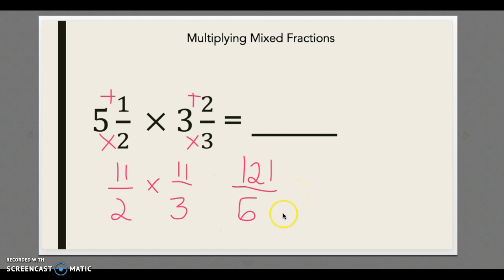Now I'm going to convert this improper fraction back to a mixed fraction. I need to figure out how many times 6 goes into 121 without going over. So what I did is I pulled out my calculator and I did 121 divided by 6. And I got an answer of 20.16 repeating. So I know that 6 goes into 121 at least 20 times. So my whole number is 20.